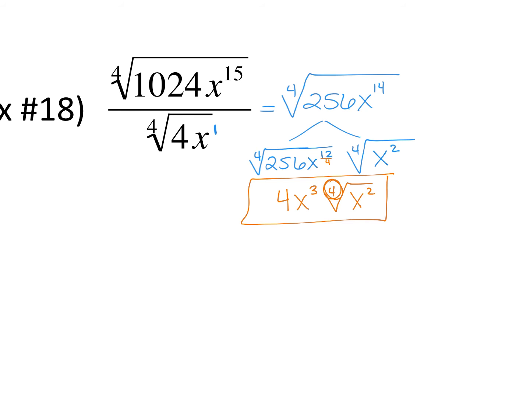A square root and a fourth root are very different, right? If you don't put the 4 in there and then you see the square root of x squared, you'd actually probably take the square root of x squared and call it x, and it's not x. So just be aware.